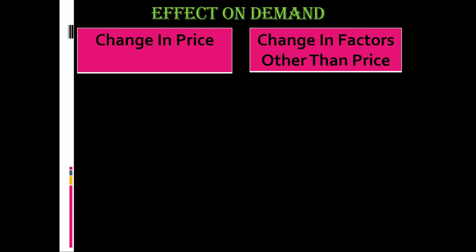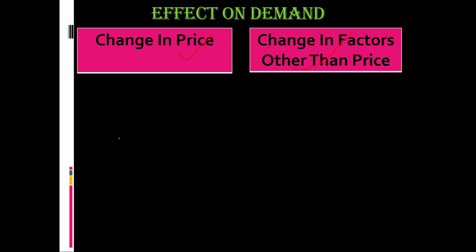Say for example, income of the consumer increases, and as a result of increase in the income of the consumer, the demand goes on increasing. So here effect on demand is created because of income, and income is a factor other than price. So there are two things that can affect the demand. One is price, that can affect the demand. Another is factors other than price that can affect demand.